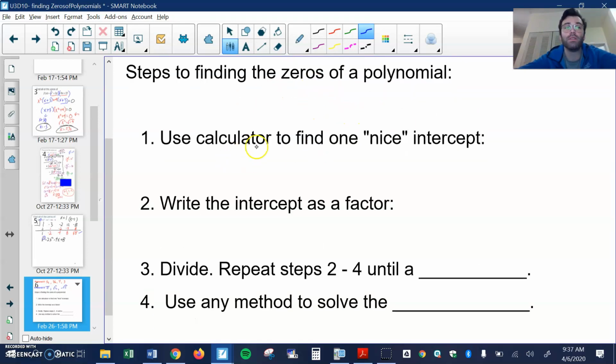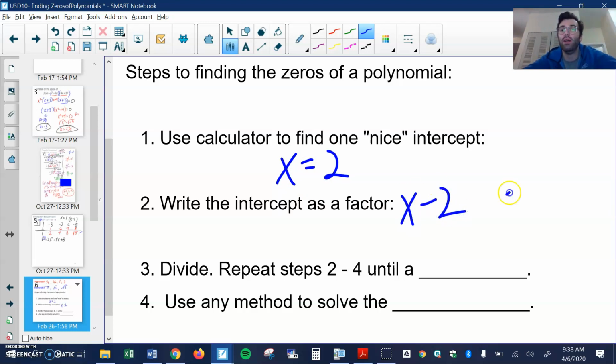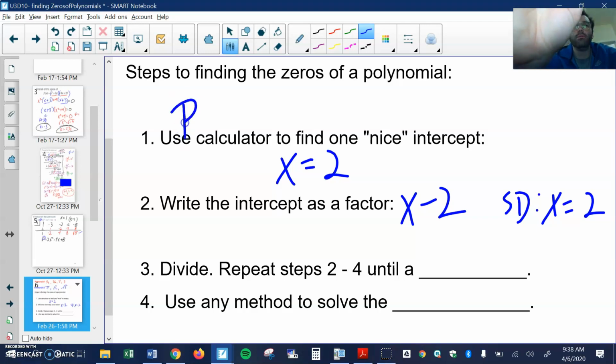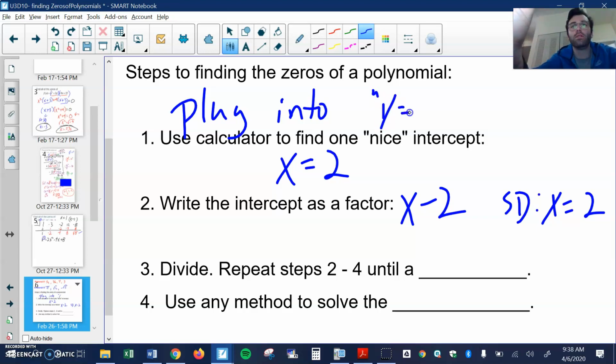Okay. Steps of finding the zeros of a polynomial. I talked about these. I just want to make sure you have them written down. Use a calculator to find one nice intercept. And let's say x equals 2 was an intercept. Then I want to write that as x minus 2. If I'm doing long division, or if I'm doing synthetic division, I'm going to leave it as x equals 2. For step 1, plug into y equals, and look at the table.